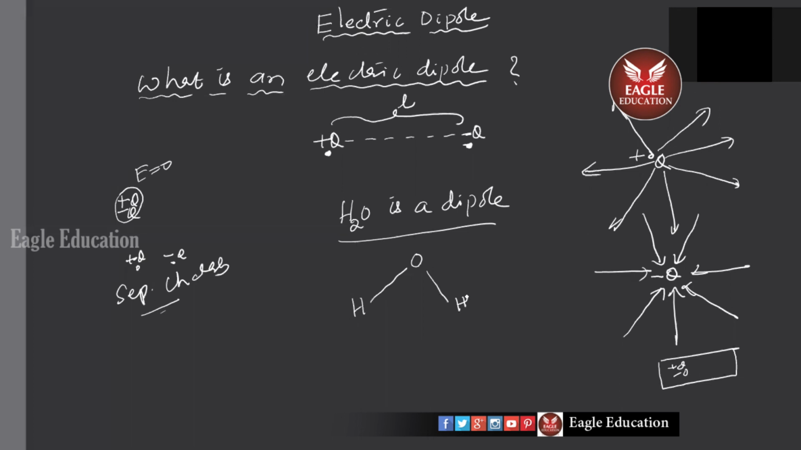Wait. Nearly some 104 degrees, if I remember. 104. Isn't it so? Yes, sir. So, this bond, what bond is this? This is an ionic bond. No, covalent bond, sorry. Okay.